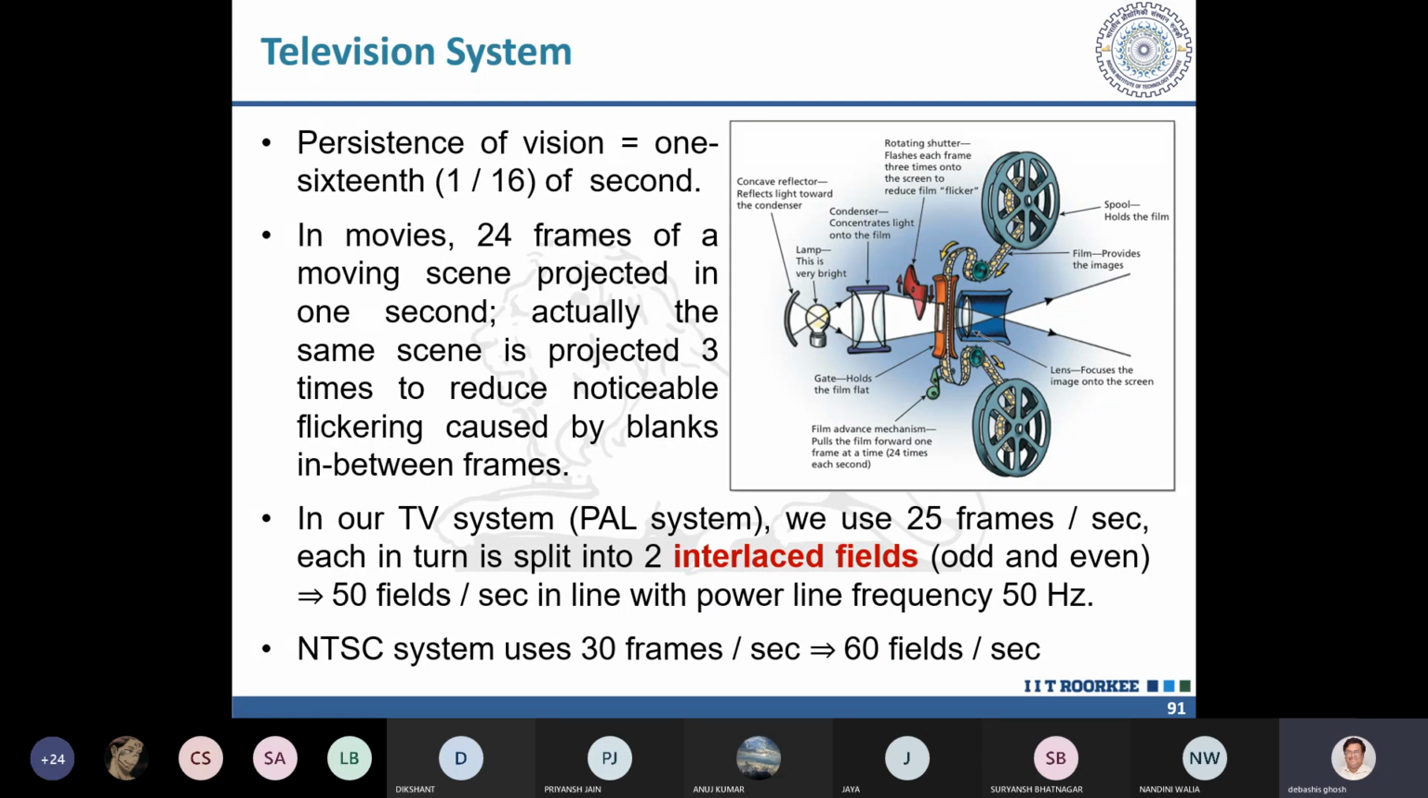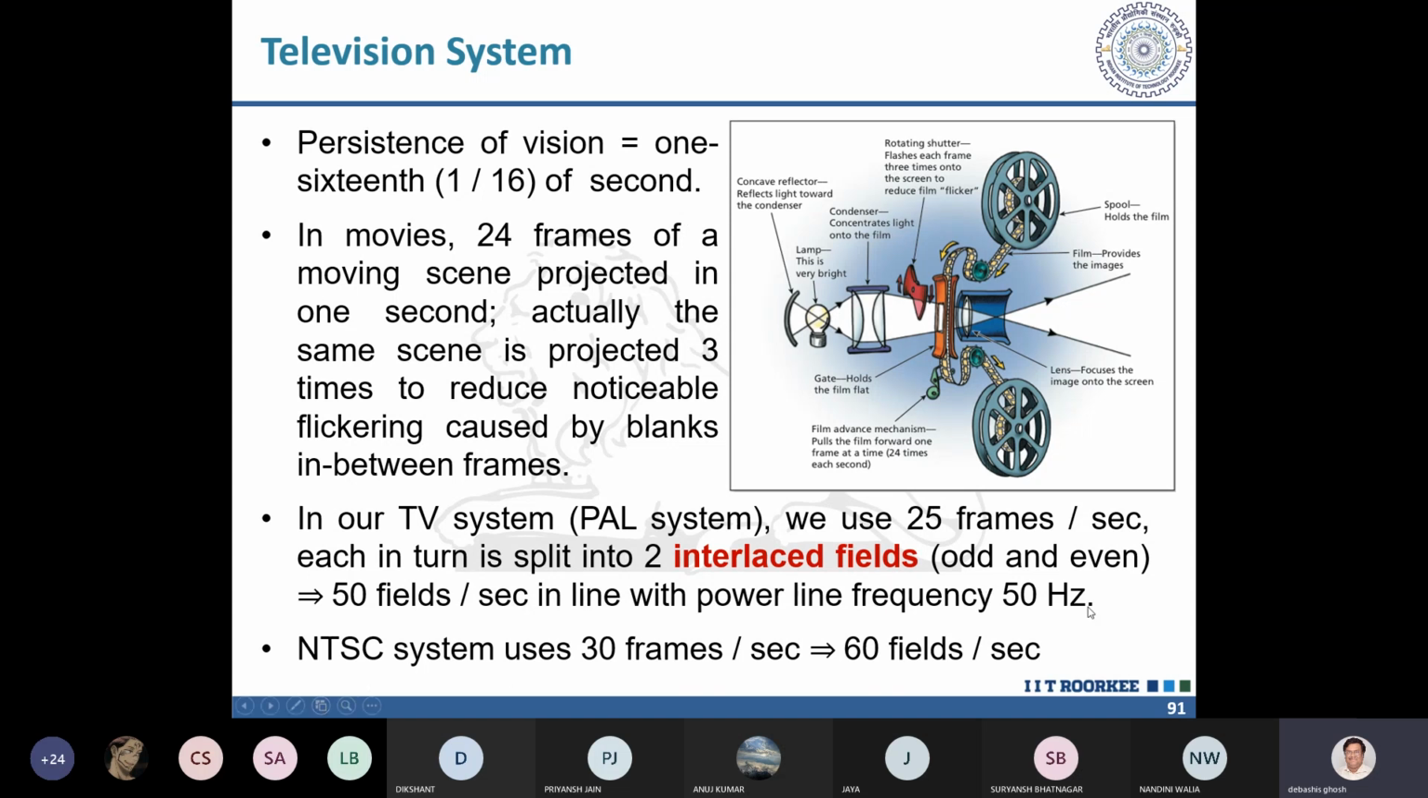Another system is the SECAM system, which is also used in some countries. It is more or less like the PAL system. But the NTSC system, the National Television Standard Committee system, was developed in the USA and is used in some countries where the power line frequency is 60 hertz.